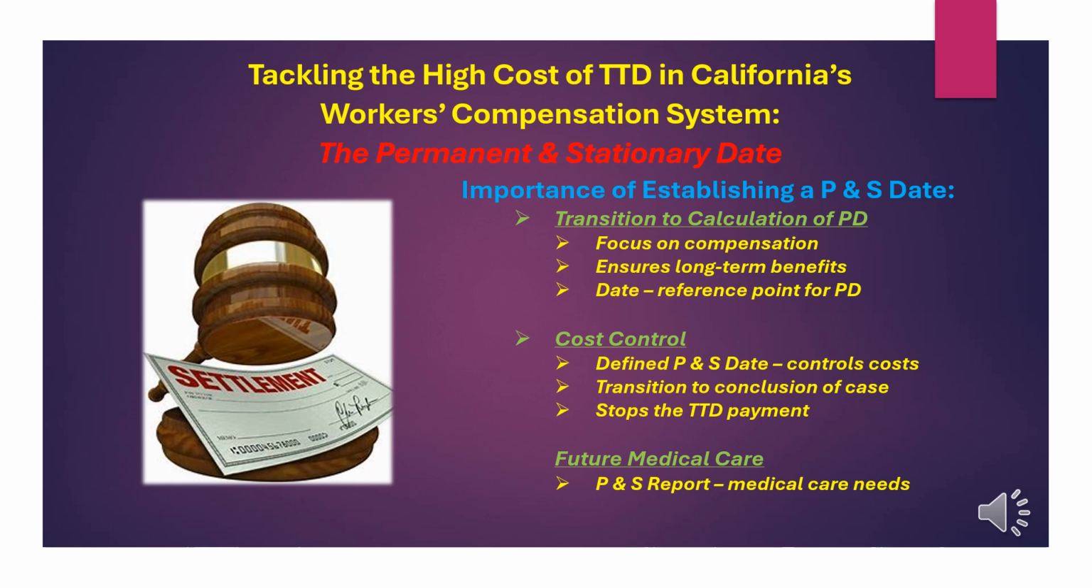Also, future medical care. A permanent and stationary report will include information on medical care that the injured worker may need in the future. This ensures that the ongoing medical needs are addressed and covered by the workers' compensation system.